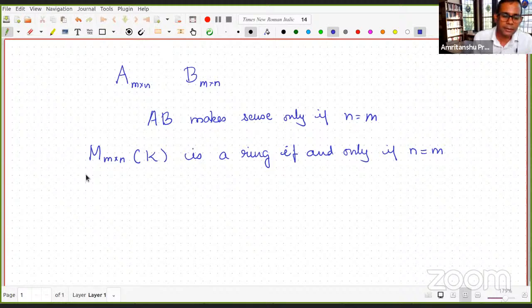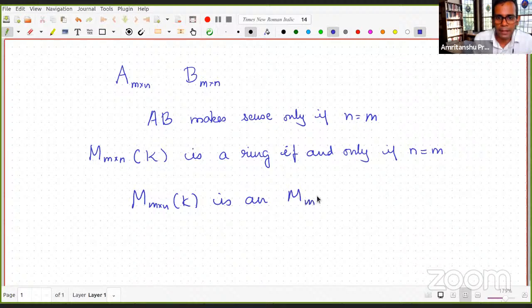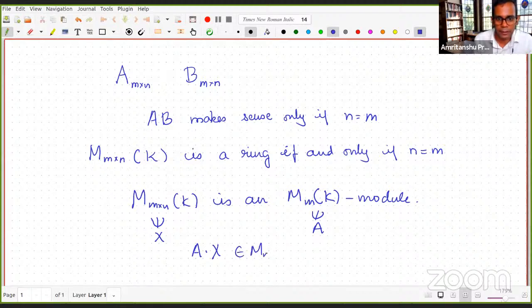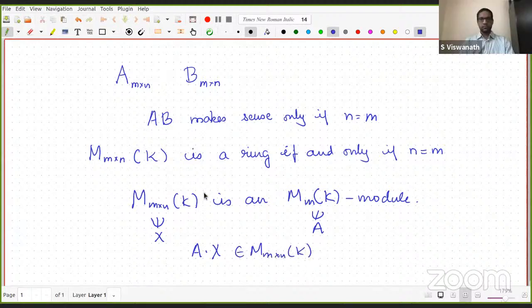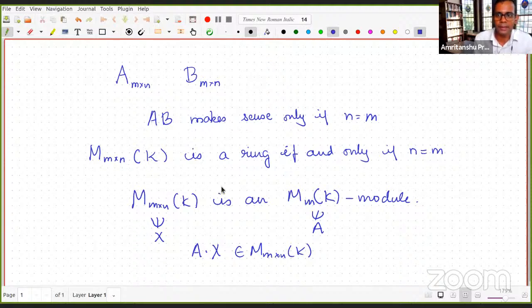But you can talk about m by n matrices over k as a module over the m by m matrices over k. That is, given a matrix X in here and a matrix A in there, you can talk about A dot X, which is in m by n. But because rectangular matrices don't form a ring, there are a lot of things we cannot do. We cannot look at the rectangular matrices as a ring.